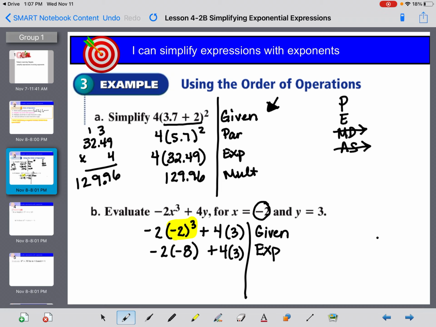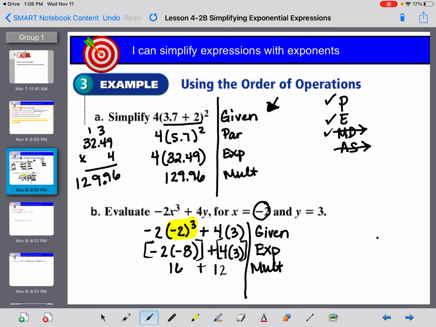And I got that by simplifying my exponent. My next step after that is to multiply or divide from left to right. In this case, I'm going to multiply this and this. -2 times -8 is a positive 16. 4 times 3 is a positive 12.